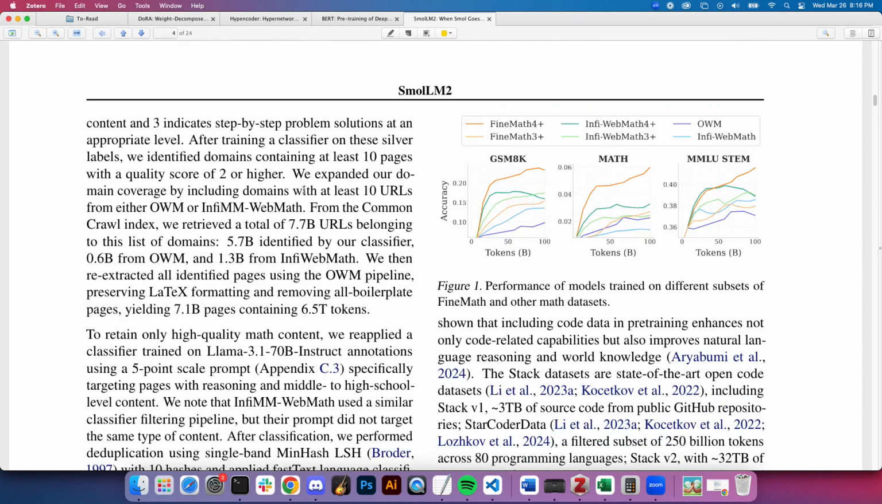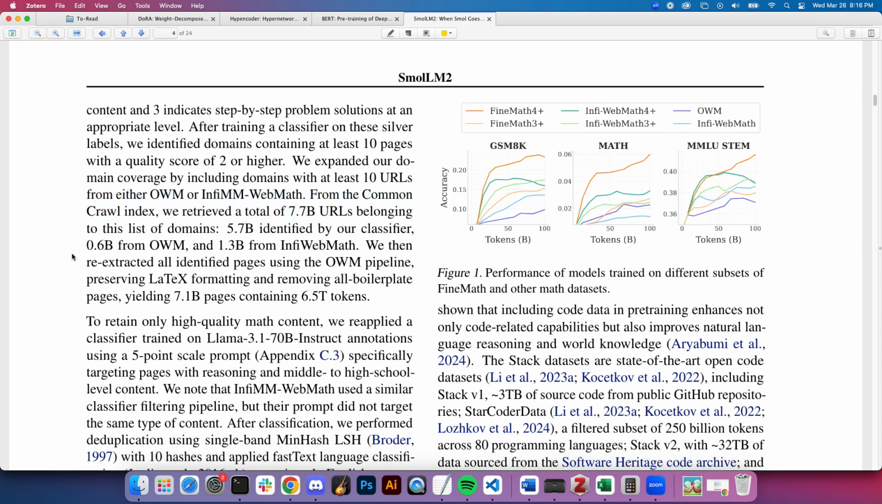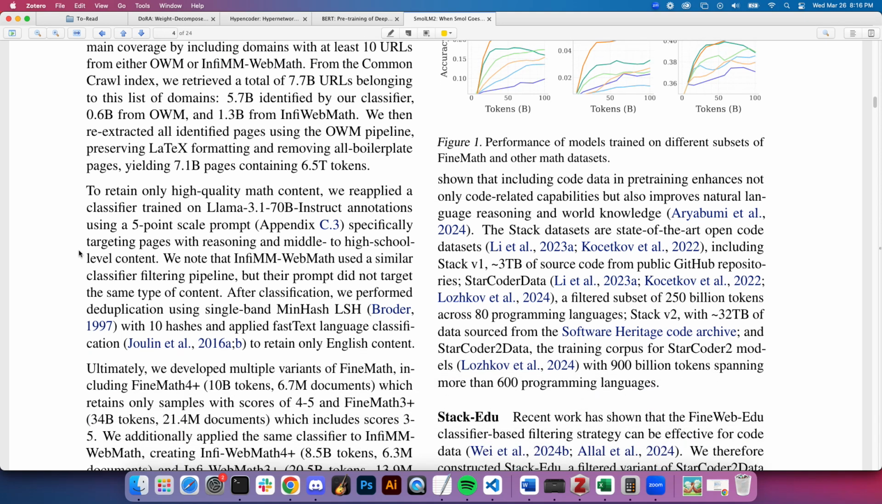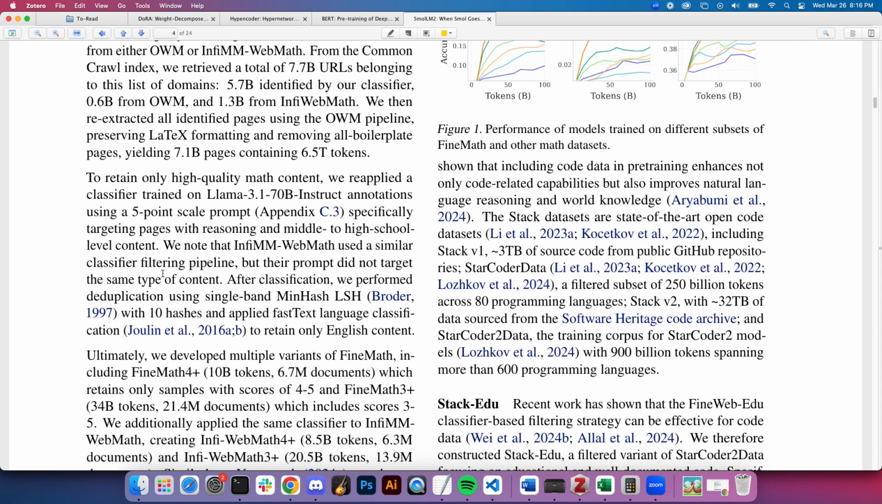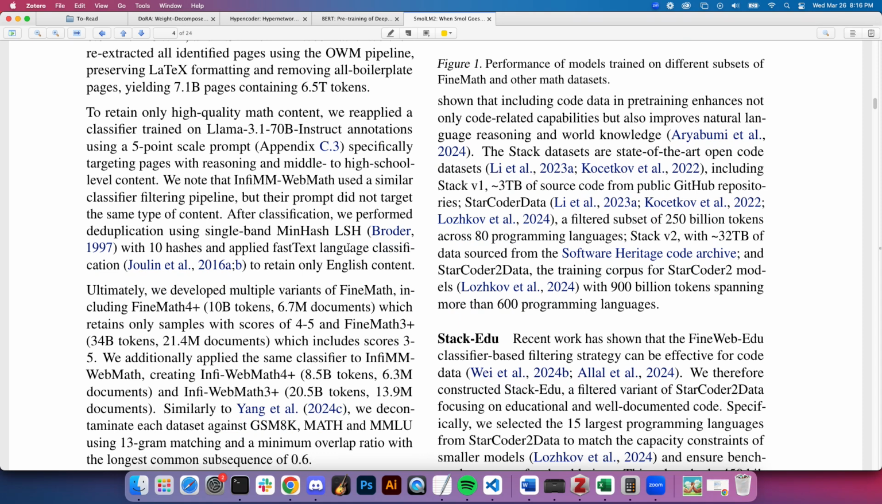And they kind of go over what we just saw. We identified domains containing at least 10 pages with a quality score of 2 or higher. And we expanded our domain coverage by including domains with at least 10 URLs from these datasets. So yeah, I'm going to skip over some of that. To retain only high-quality math content, we reapplied a classifier trained on Llama 3.1 70 billion instruct annotations using a 5-point scale. And after classification, we performed deduplication and applied fastText language classification to retain only English content.